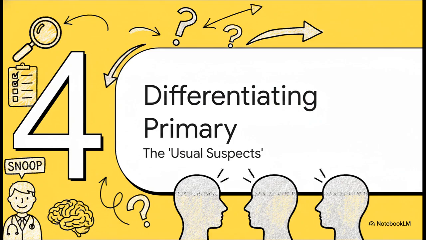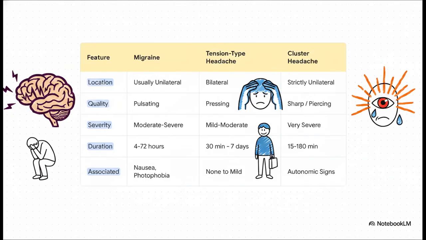So, let's say you've gone through your SNOOP screen and no red flags. Your history and exam feel reassuring. Great. Now we can confidently shift our focus to diagnosing the primary headache. It's time to meet the usual suspects. This table really breaks down the classic personalities of the big three.